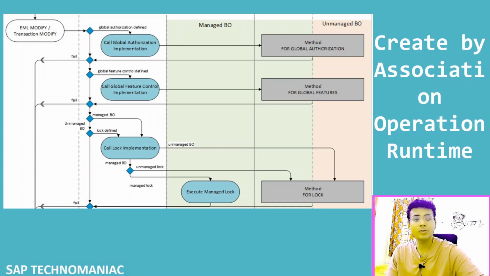Now just see, during the create by association operation, what all methods are triggered. It's almost similar to the update and delete operation. It will check the authorization, it will call the get global authorization method. Then if you defined any global feature control, that will be called. After that, if you did some lock implementation, that lock will happen because you are doing the create by association. As I told you in my lock video as well, it will lock the entire BO.